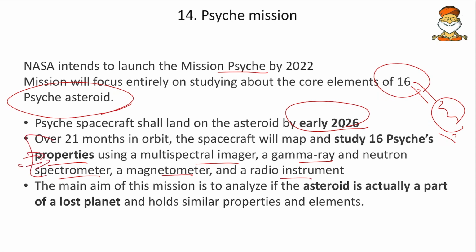in this exploration. Then the main aim of this mission is to analyze if the asteroid is actually part of a lost planet and holds similar properties and elements. We know that there was one lost planet which led to the creation of other planets like Jupiter, Saturn, etc. We don't know whether this Psyche asteroid also belongs to the same. Most probably it does, because it also has similar properties.